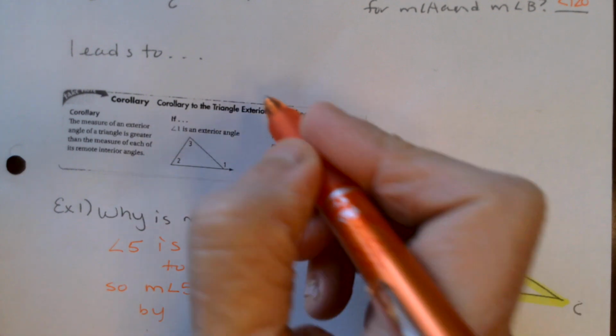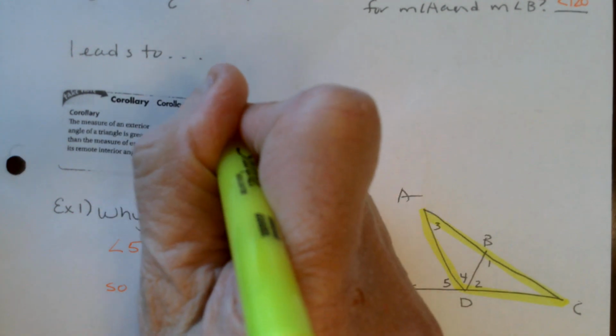by this theorem. Let's highlight that. Let's not even box it. Let's highlight it: triangle exterior angle theorem. I suggest you do the same on your note sheet. By triangle exterior angle theorem. There's my abbreviation.